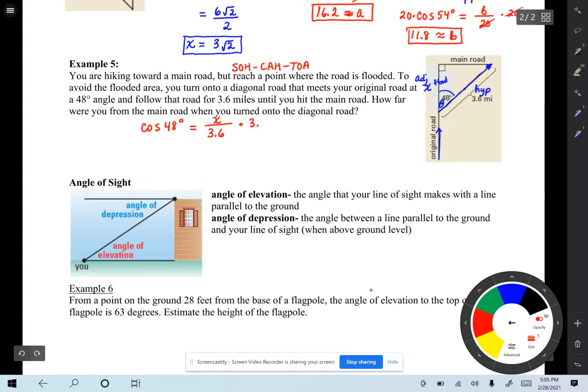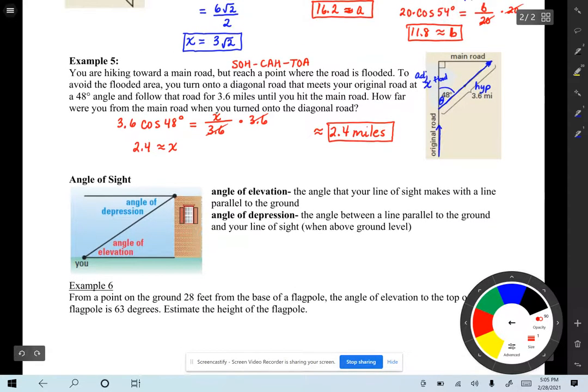Multiply both sides by 3.6. So we have 3.6 cosine 48, and that gives you roughly 2.4. So to answer our question, it's about 2.4 miles. We were about 2.4 miles away before we had to take that diagonal.